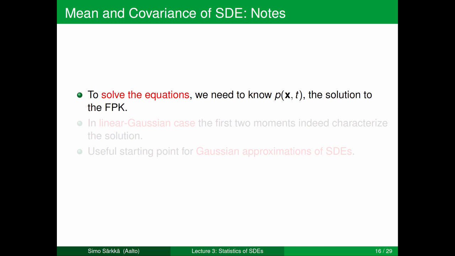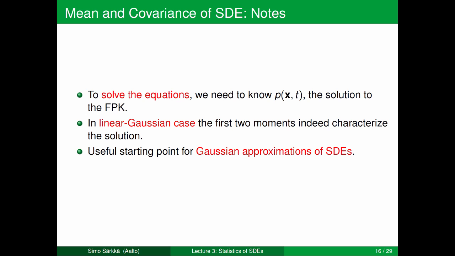So in order to solve this equation, we need to know the distribution p(x, t), which in turn is the solution to the Fokker-Planck equation. So we actually cannot solve these equations without solving the Fokker-Planck equation. However, in the linear Gaussian case, the first two moments already characterize the whole solution and the distribution p(x, t). So in that case, we can indeed use these equations to solve the mean and covariance. And this is also a useful starting point for Gaussian approximations of SDEs.